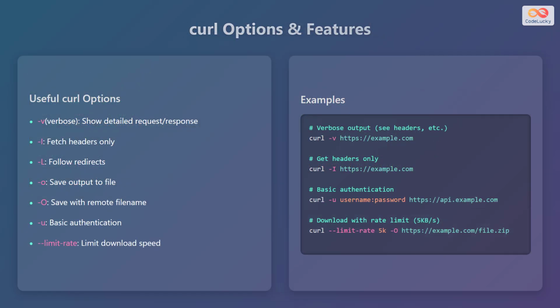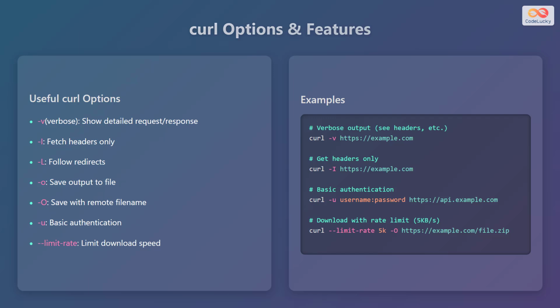Now let's see some curl options and features. Some useful curl options are: -v for verbose, which shows detailed requests and responses. -I fetches headers only. -L follows redirects. -o saves the output to a file. -O saves with the remote file name. -u does basic authentication. And --limit-rate limits the download speed.